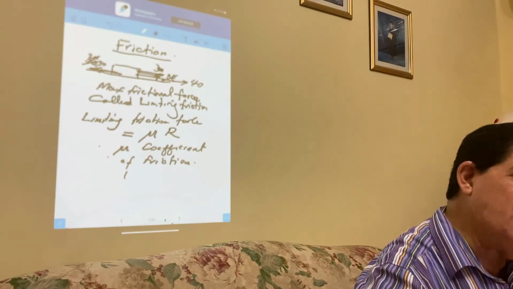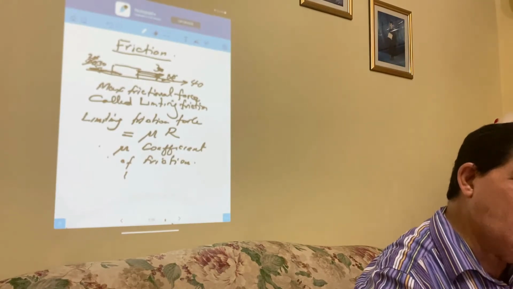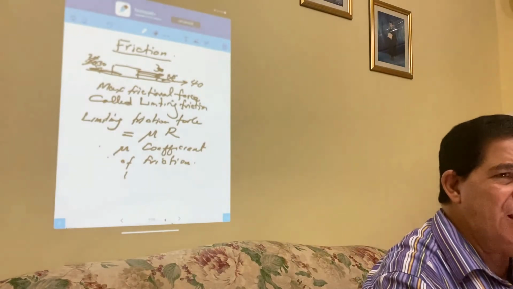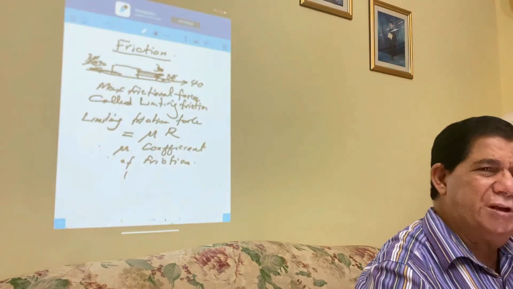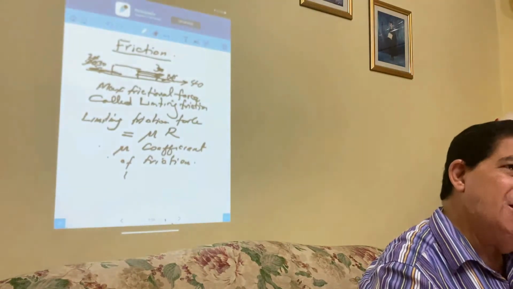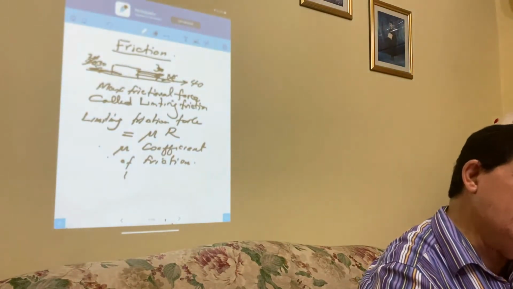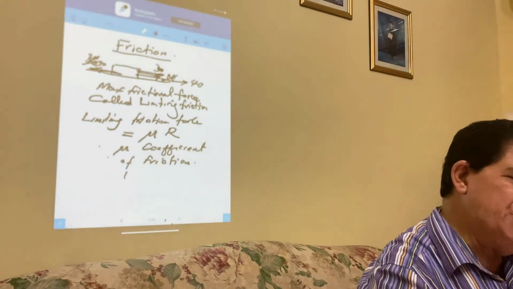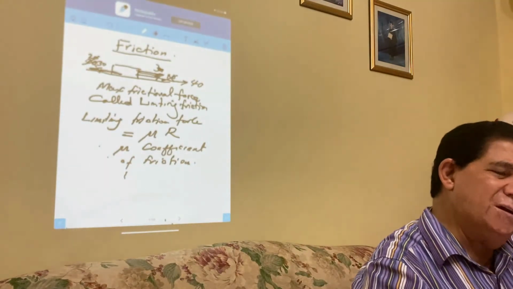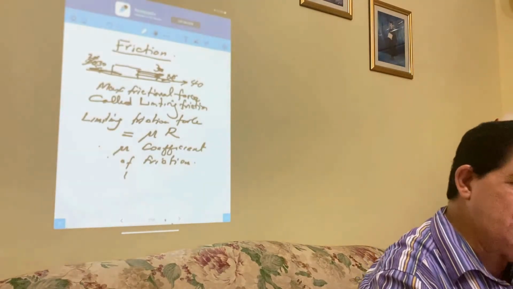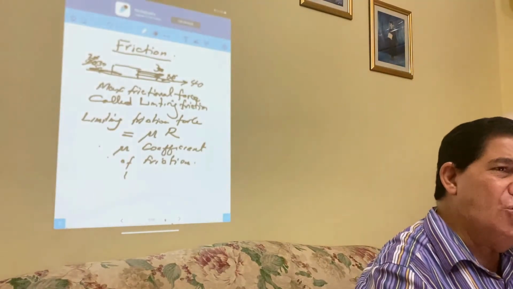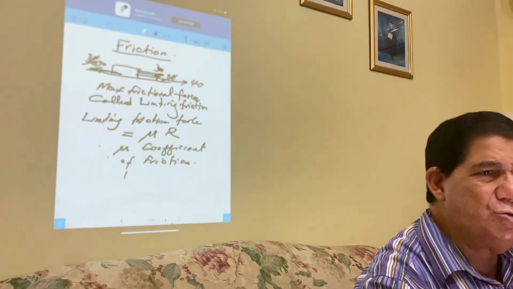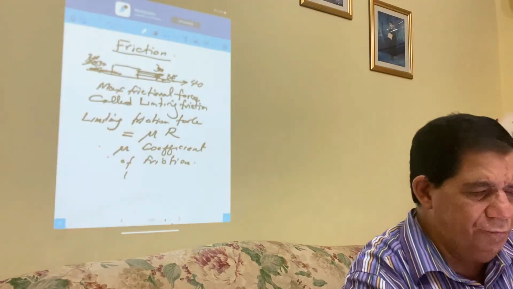And if you try to pull a body by a force less than the limiting friction, then the friction will not reach the limiting friction. If I pull with 10 Newton, it is not yet limiting friction. 20 is not yet limiting friction. 30 was not the limit, but 40 was above the limiting friction. That's why the body will move.